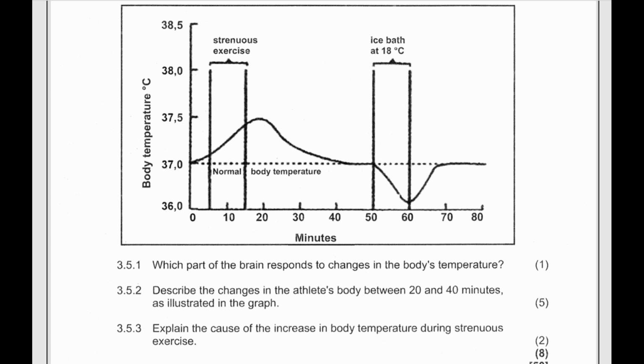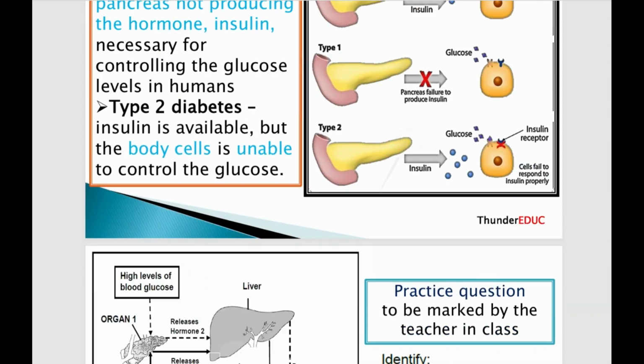What part of the brain is responsible for change in the body temperature? It is the hypothalamus. Describe the change in the athlete's body between 20 to 40 minutes. So meaning that the temperature was too high, and I am explaining when it's going down. You understand? So I want to explain how it came from here to here. Meaning that I explain thermoregulation.